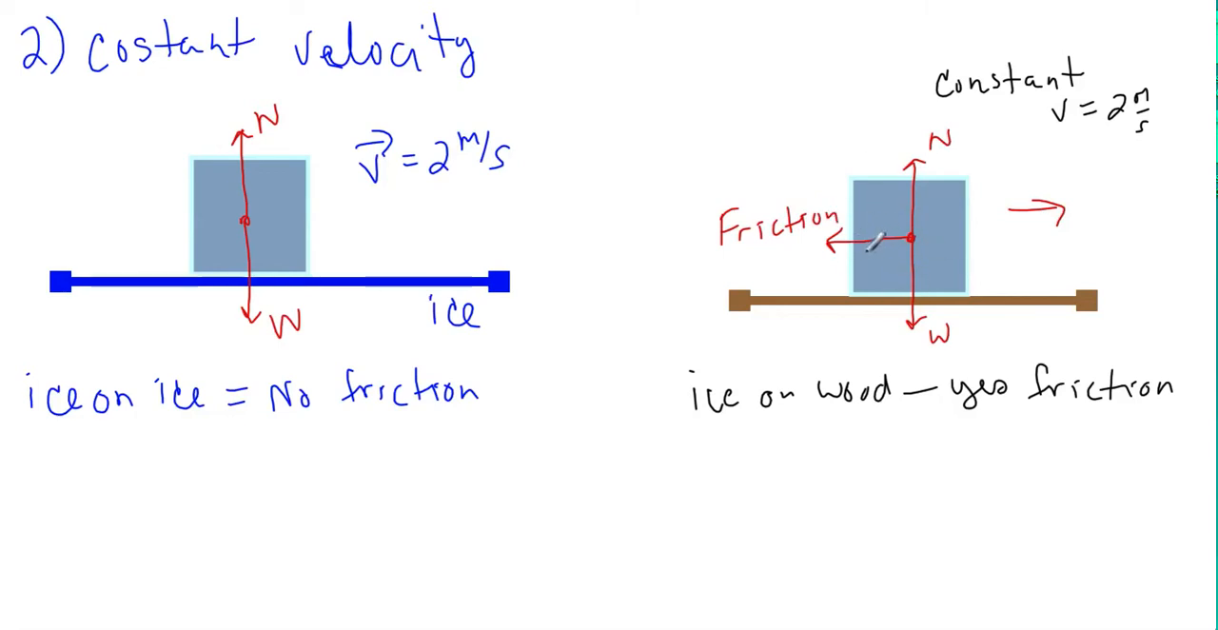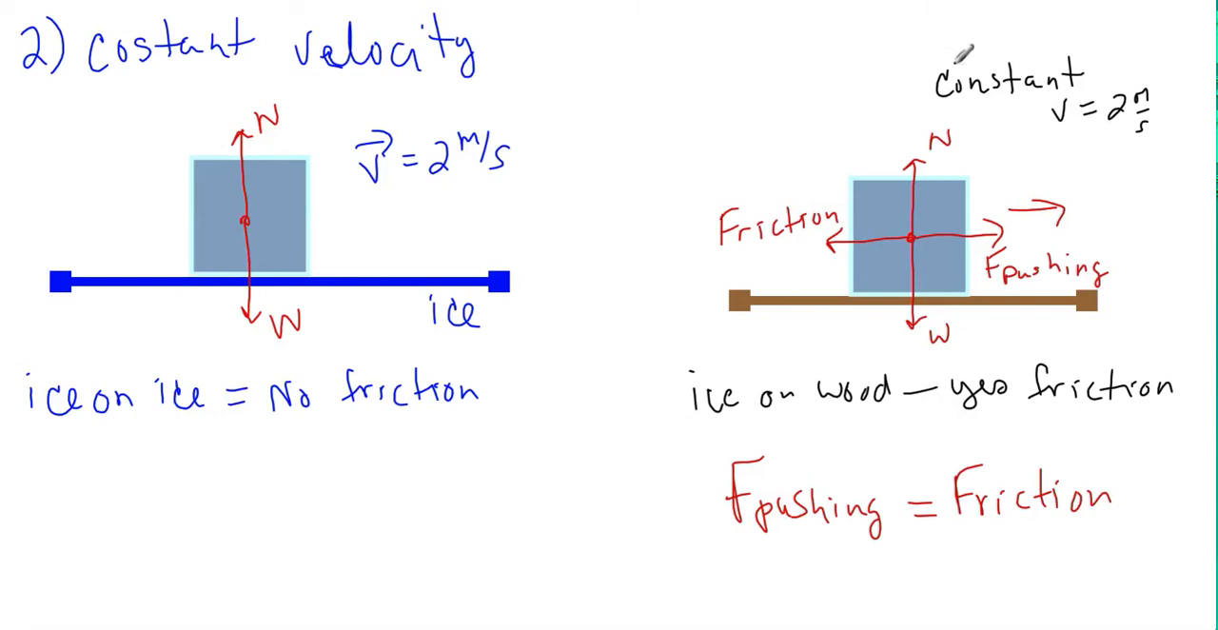Now, if this is the only force acting on it, this object must be slowing down. But because it's moving at a constant velocity, we have to have another force. I'm just going to call this the pushing, or pulling, I guess it doesn't matter what. But there's a force pushing this forward to overcome friction. And these two things, my pushing force must equal my frictional force to keep this moving at a constant velocity.